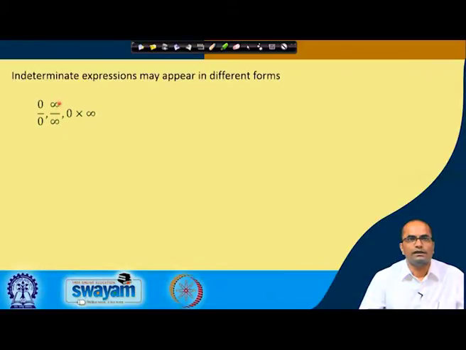The other possibility is that the numerator and denominator are both infinity, so we have the form infinity by infinity, or 0 into infinity. There are other indeterminate forms like infinity minus infinity, or the exponent forms 0 power 0, infinity power 0, or 1 power infinity. All these are indeterminate forms, and we do not know the value of, for example, infinity power 0, or 1 power infinity, or infinity minus infinity.